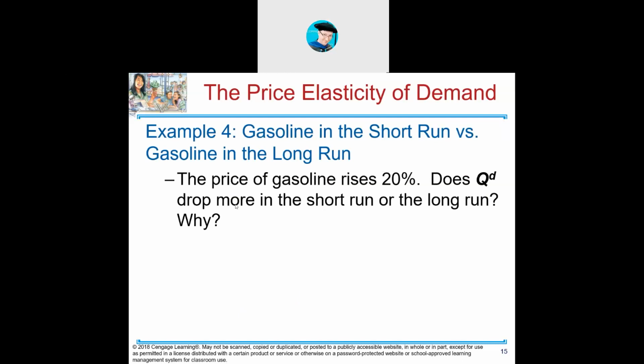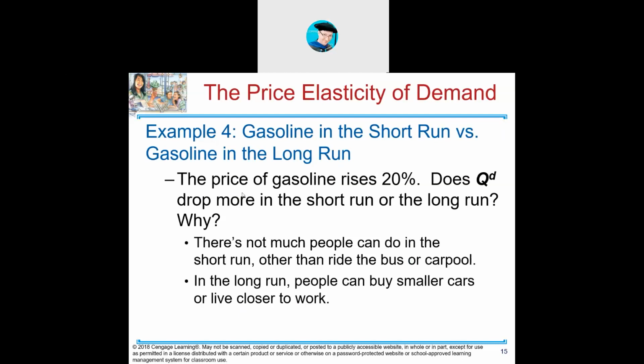Gasoline, in the short run and long run. Okay, so I was hoping we were going to get to gasoline at some point. Gasoline, there's no substitute in the short run. In other words, you can ride a bus or carpool in the short run, but the reality is the demand is not going to go down by much.